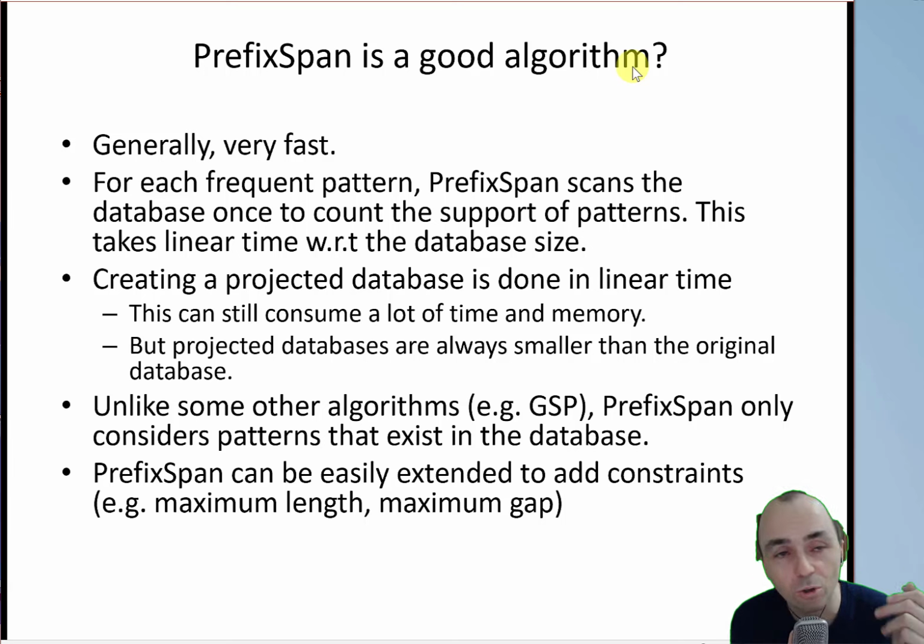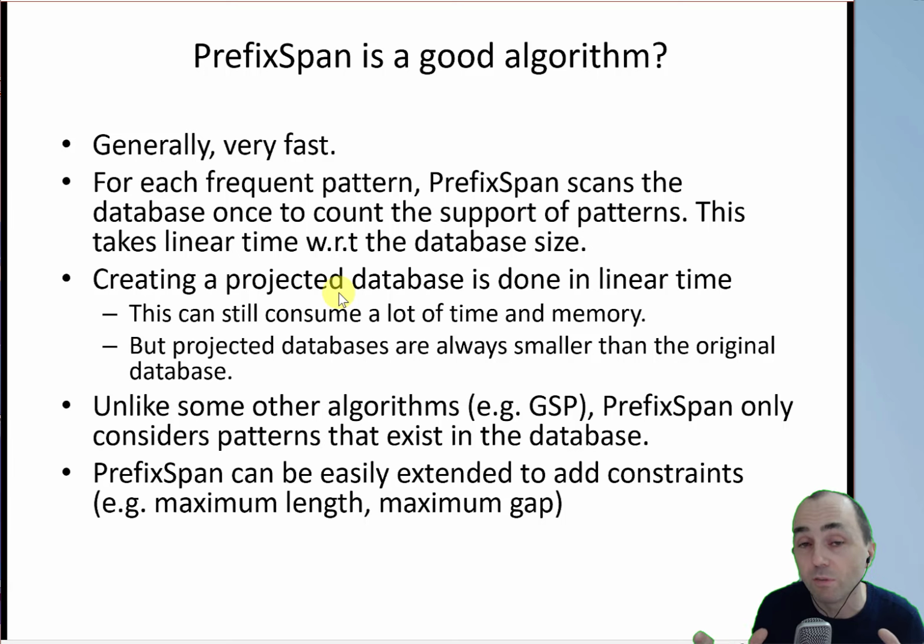So, I want to talk a little bit with you. Is PrefixSpan a good algorithm or not? Generally, it is very fast. For each frequent pattern, PrefixSpan will scan the database once to count the support of the pattern. And scanning the database takes linear time with respect to the database size. Creating a projected database is also done in linear time. So you read the database one time to do the projection. It does not take so much time. And as I said before, the longer the patterns become, the smaller the projected database becomes. So it will become faster and faster and so on. But this can still consume a lot of time and memory. But still, it is a good technique in general.